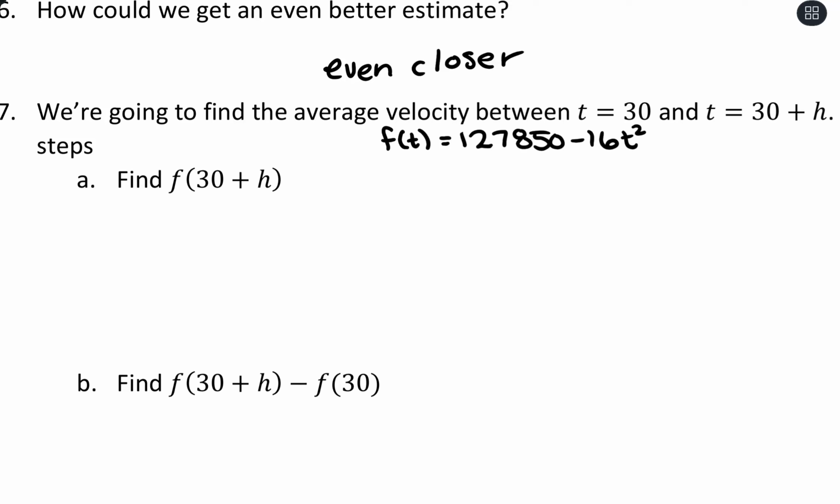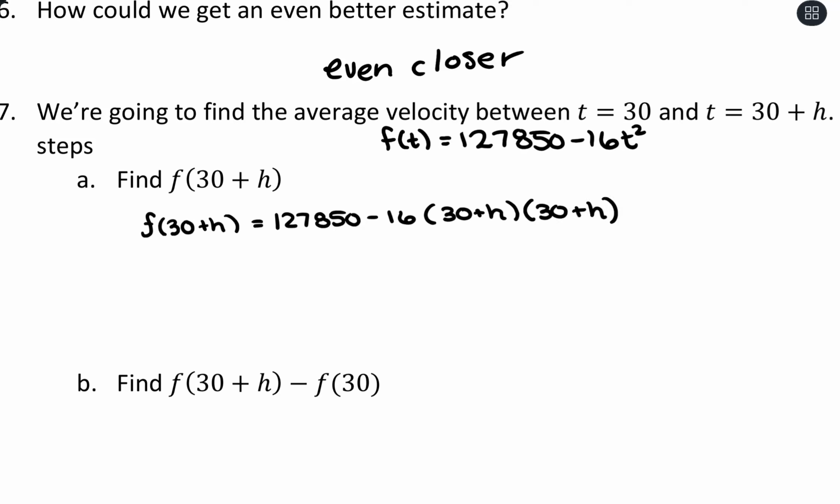and we're going to simplify this too. So f of 30 plus h, we are going with 127,850 minus 16 times 30 plus h squared. So what we're going to do is FOIL out the 30 plus h squared. As a reminder, if it's helpful, you can always write that as 30 plus h times 30 plus h, so you can see that we'll be FOILing. So we'll have 127,850 minus 16 times, and then we'll have a 900 plus 60h plus h squared.